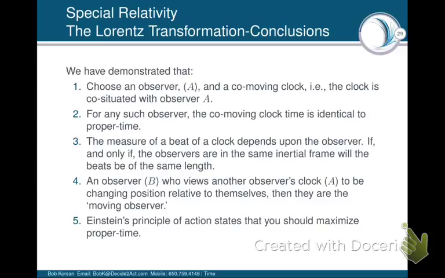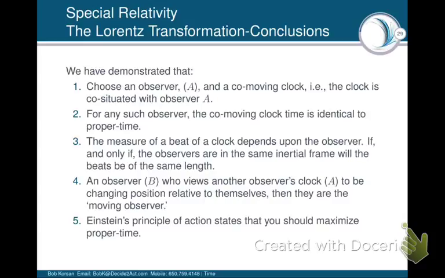The second thing is that for any such observer, the co-moving clock time is identical to proper time. So Alice's time, because it is co-moving, will only show proper time. The third thing is that a measure of a beat of a clock depends upon the observer.